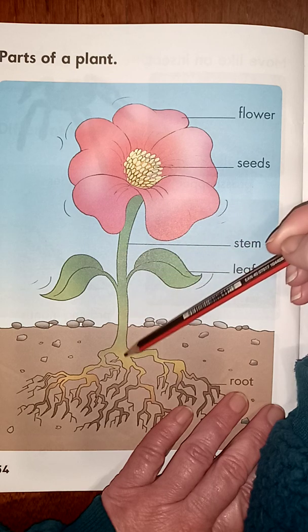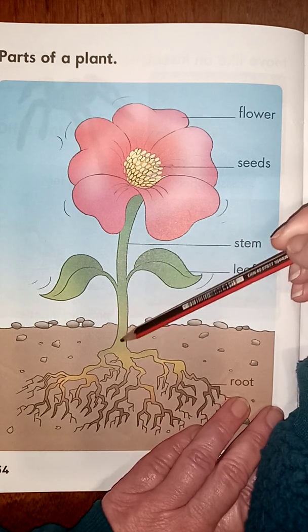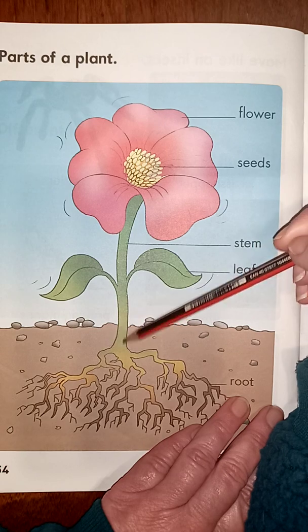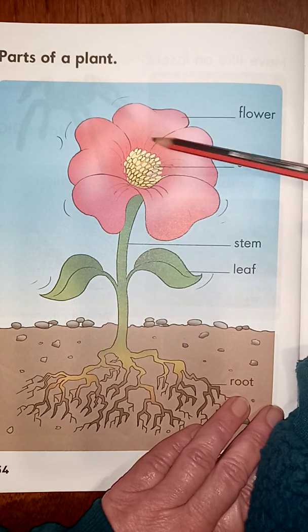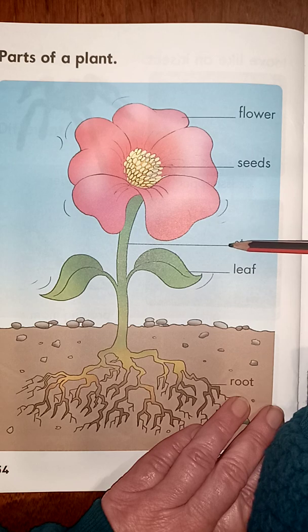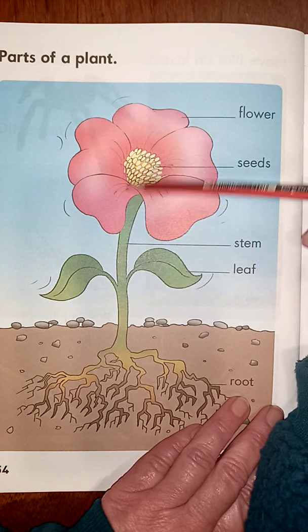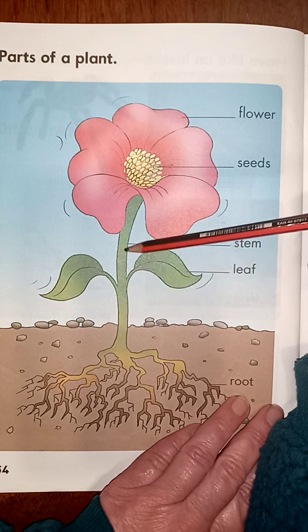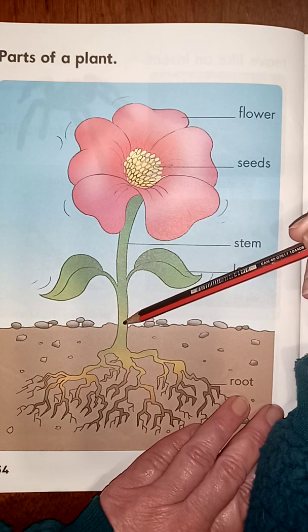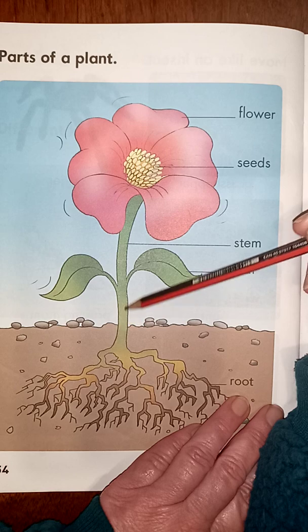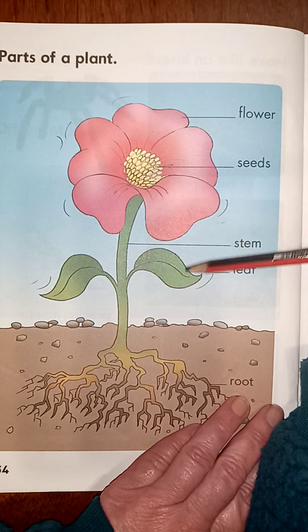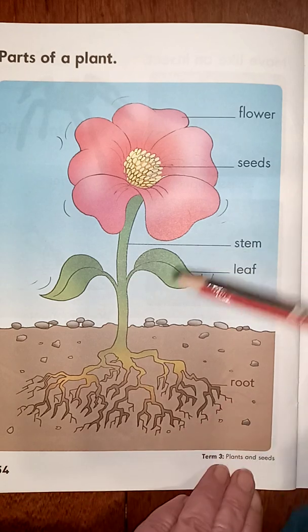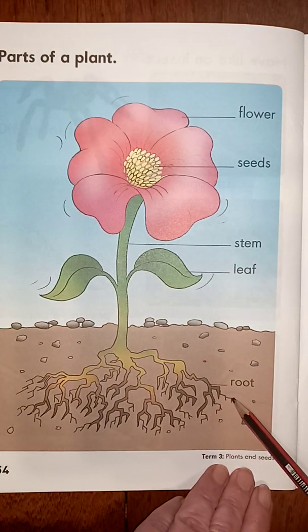The stem is what takes all the water and the vitamins from the soil up into the plant to make it healthy. And it keeps the plant upright, that it doesn't fall down like our skeleton keeps us upright, that we're not a blob of jelly, remember that? That keeps the plant upright. And then the leaf, or the leaves, and then the root.